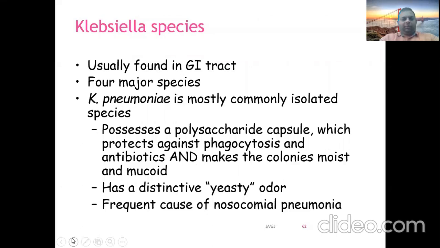Klebsiella species are usually found in the GI tract. There are 4 major species, but Klebsiella pneumoniae is the most commonly isolated species. Klebsiella oxytoca likewise. They have a polysaccharide capsule, which protects against phagocytosis and the action of antibiotics. When you see the colonies, they are much more mucoid, with a yeasty odor. They usually cause nosocomial pneumonia, but they can cause any infection.